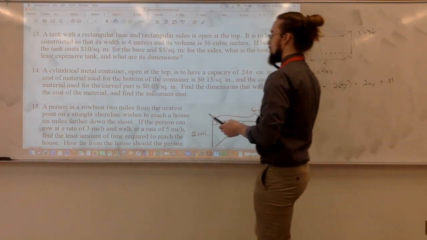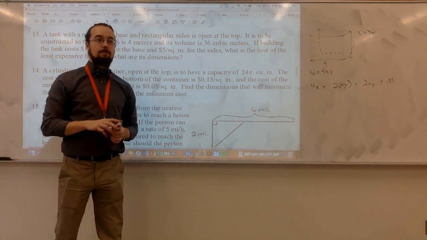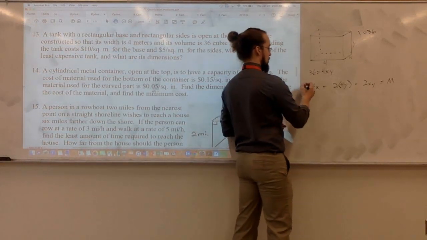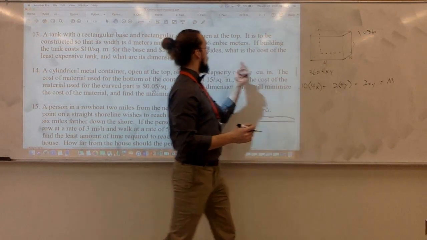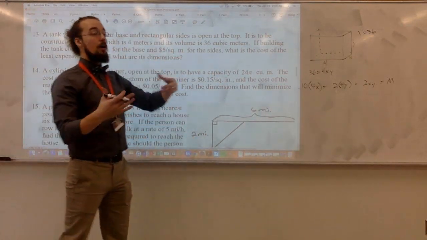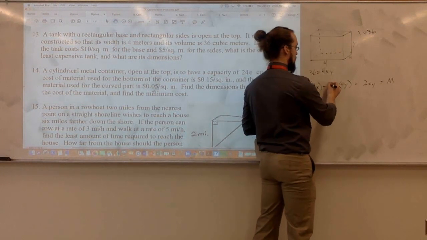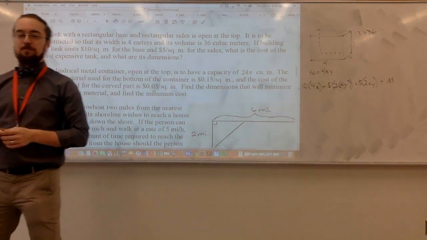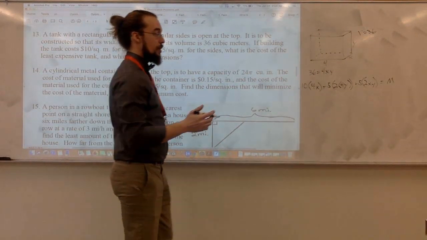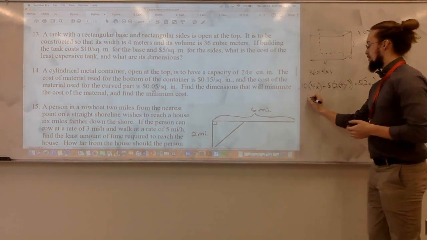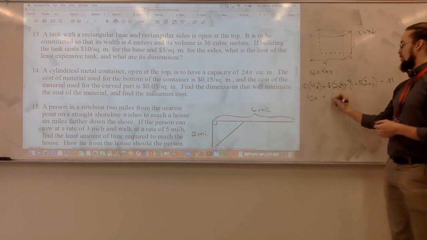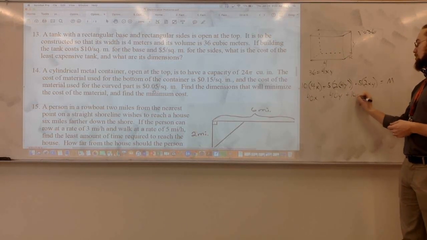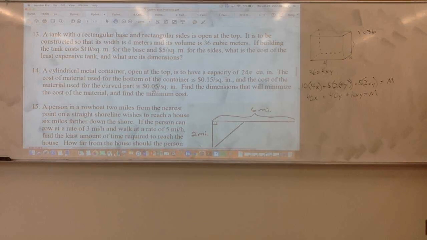The bottom is the 4x piece. Exactly. I'm going to multiply the bottom by the cost, which is 10, and then multiply all the other sides by 5. Okay, so we can simplify this and make this 40x plus 40y plus 10xy equals what we want to minimize. Now what?